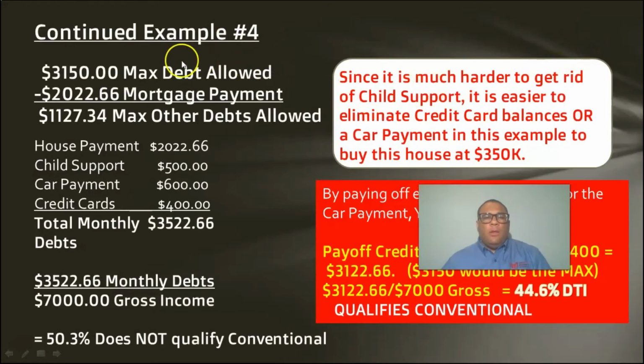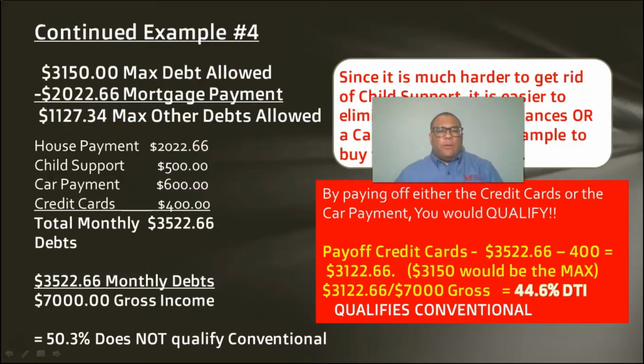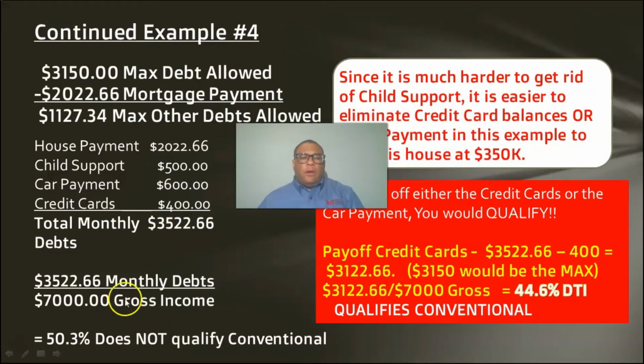So that equates to a $2,022.66 payment. Taking that into account, $3,150 maximum debt allowed minus $2,022.66 is $1,127.34 maximum other debts allowed. If you add it here, it's $2,022.66, $500 for the child support, $600 for the car payment, and $400 for credit cards. That's $3,522.66. The DTI ratio in this example is 50.3%, which does not qualify. That's the debt-to-income ratio here.